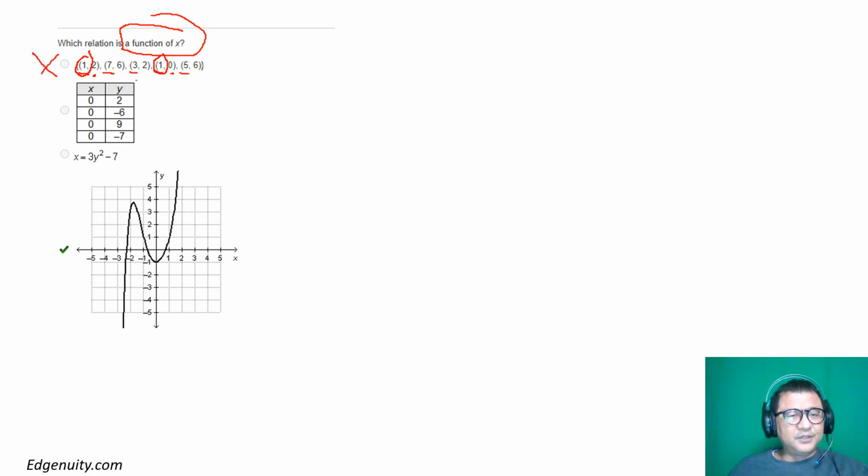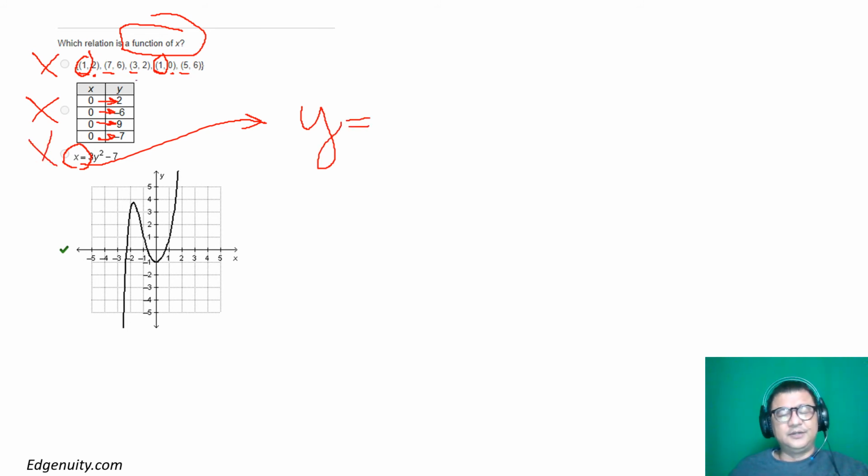Okay, as a table, 0 has an output of, oh my God, same 0 has four outputs. That's not allowed, not a function. All right, so an equation, look at this, x is equal to. Remember, to make it a function, it should start with y is equal to, so not a function. Now, the last one, obviously, this should be the correct answer, but how will I check that?